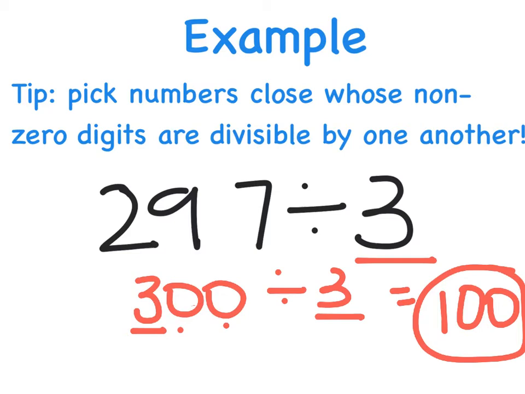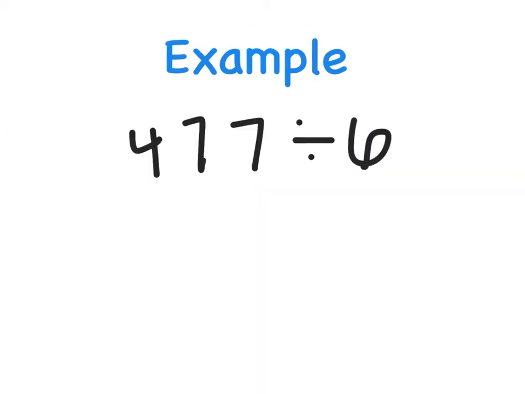It's honestly probably the easiest one. But again, with estimates, you can have different answers. But I chose this because these 3's are divisible by one another. So my non-zero digits are divisible, which makes it easy to do quickly and maybe even in my head. Let's look at another example.